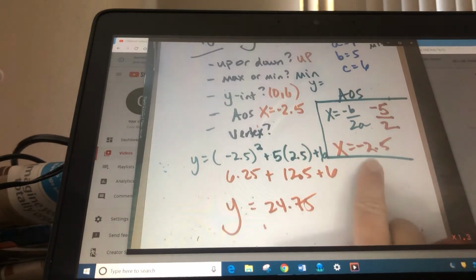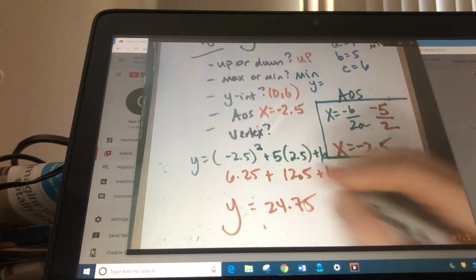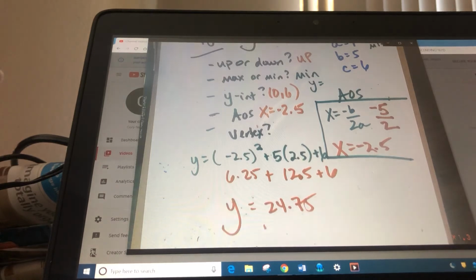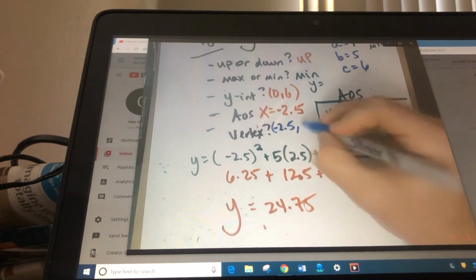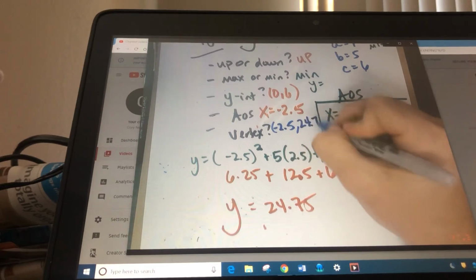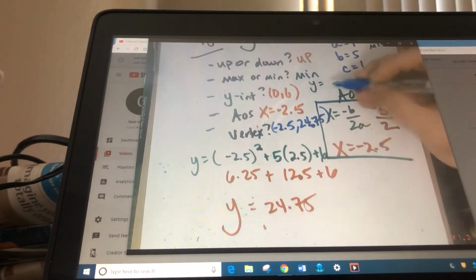So the x-coordinate of the vertex was this axis of symmetry. We plugged it in, we got the y-coordinate. So our vertex is going to be that point, negative 2.5, comma, 24.75. And remember that y-coordinate, that's that minimum. So let's write y equals 24.75.